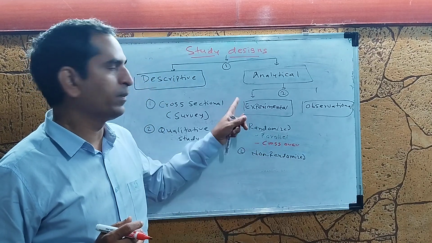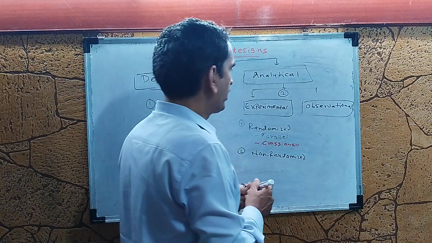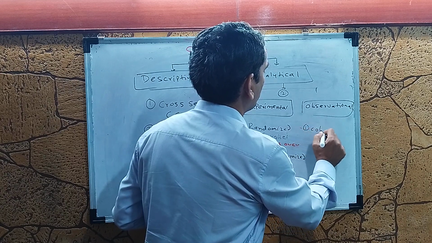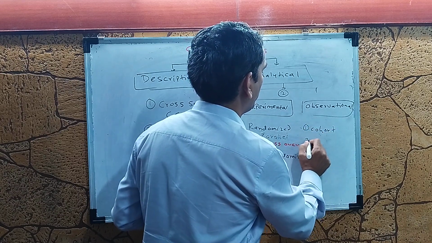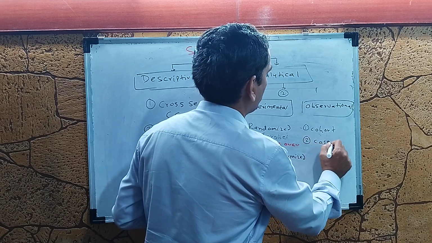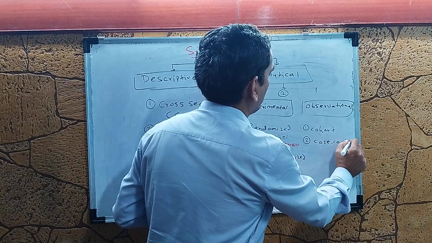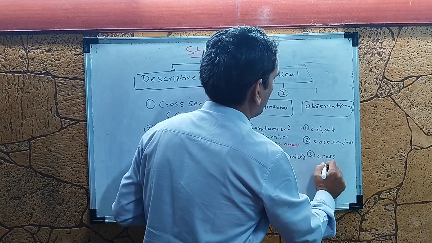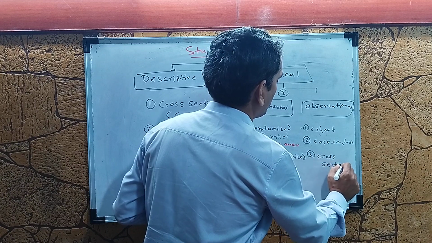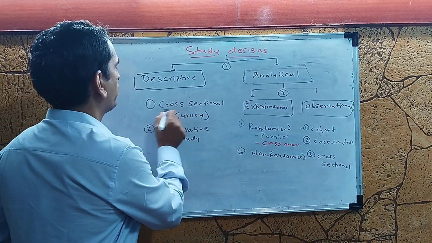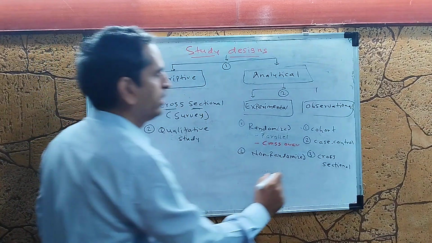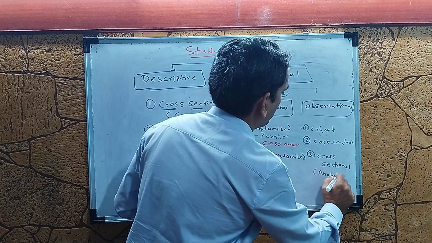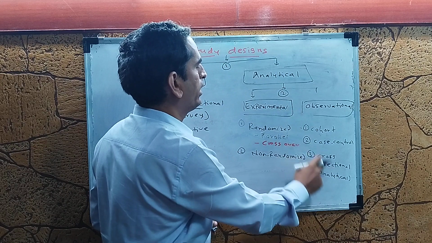So this is about the experimental study. The observational studies can be, number one, cohort studies. Number two, case control studies. And lastly, they could also be cross-sectional studies. Remember, we had cross-sectional studies earlier, but they were descriptive in nature. These cross-sectional studies are analytical in nature.